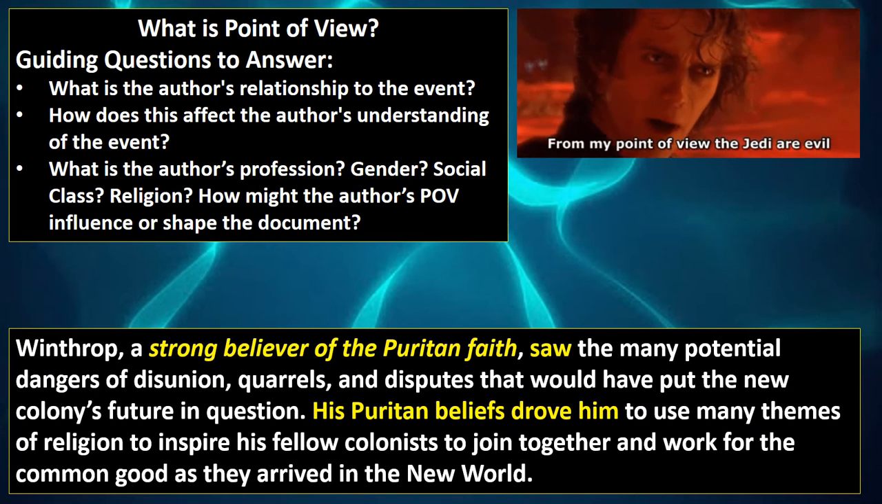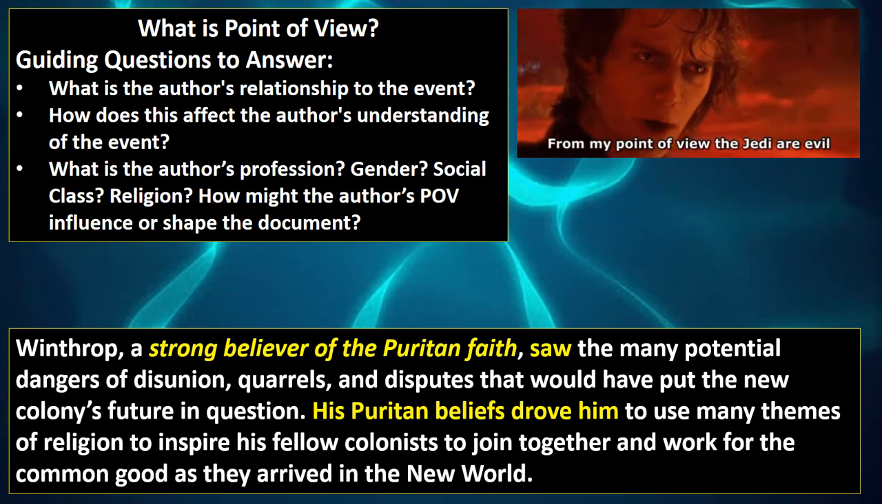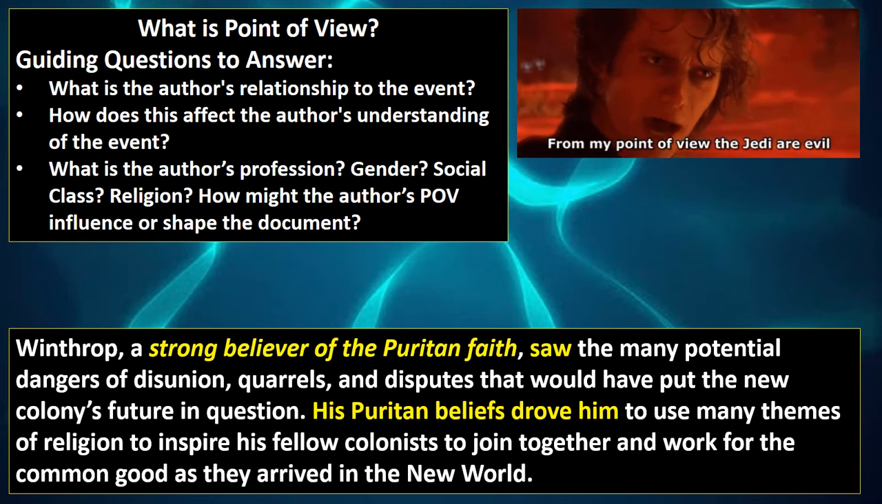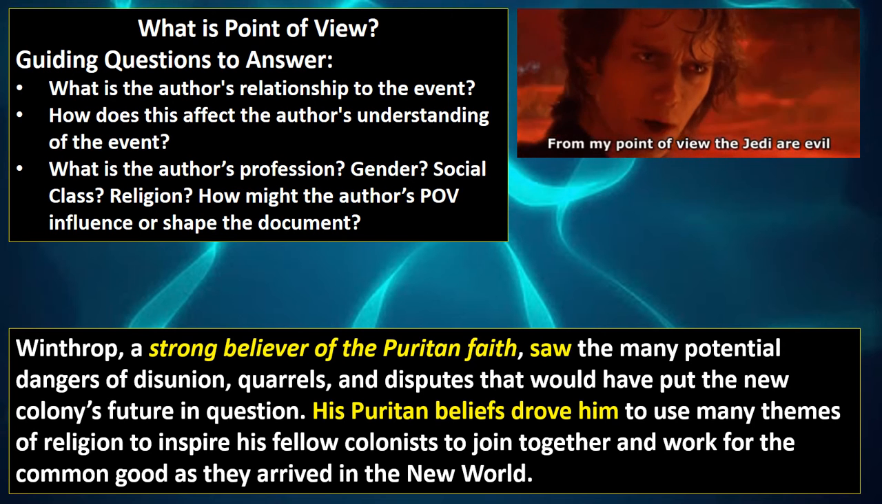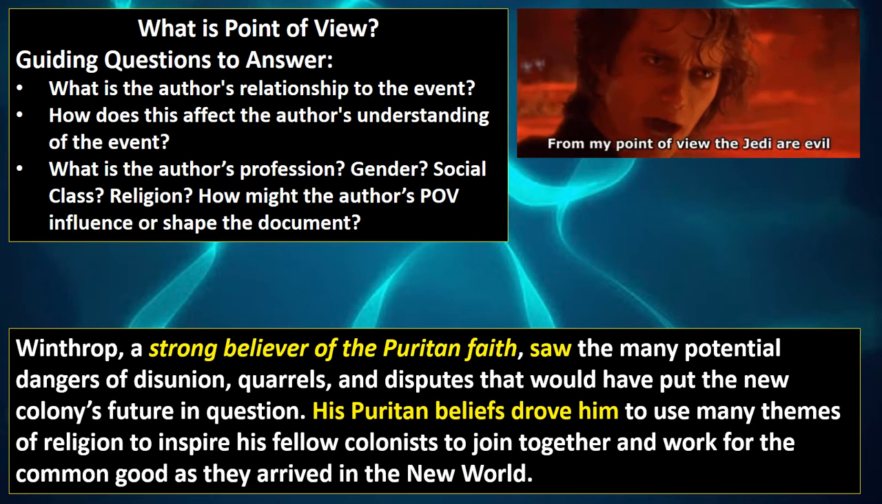So this one, here we go. I'm going to start to identify who Winthrop is early on. So Winthrop, a strong believer of the Puritan faith. See, I'm giving you his point of view. He saw the many potential dangers of disunion, quarrels, and disputes that would have put the new colony's future in question. His Puritan beliefs drove him. There, I'm reaffirming it again, that he's seeing things from the point of view of a strong Puritan. He used many themes of religion to inspire his fellow colonists to join together and work for the common good as they arrived in the New World. So I like to think about this one as really searching for bias in particular, and then maybe trying to identify that in writing.